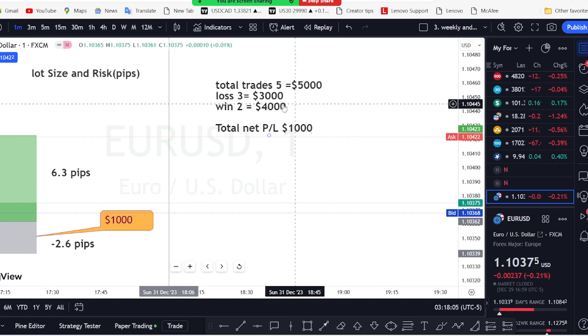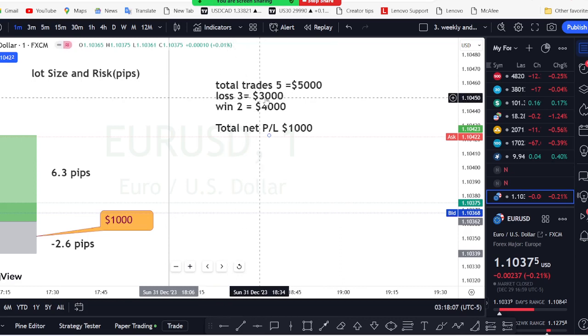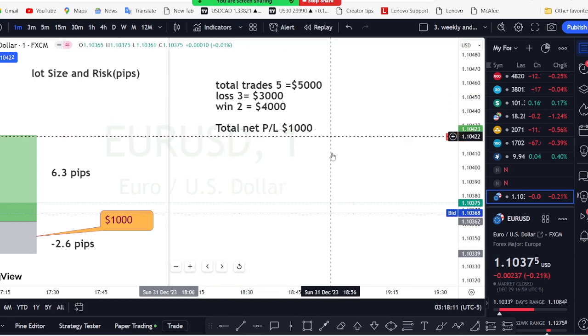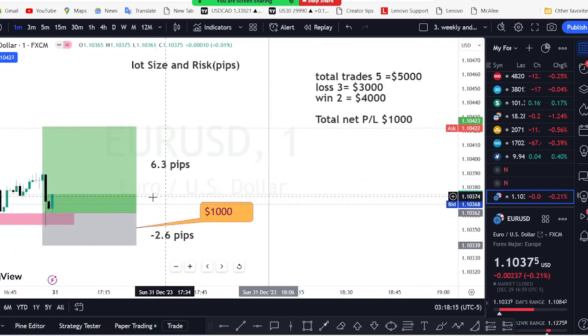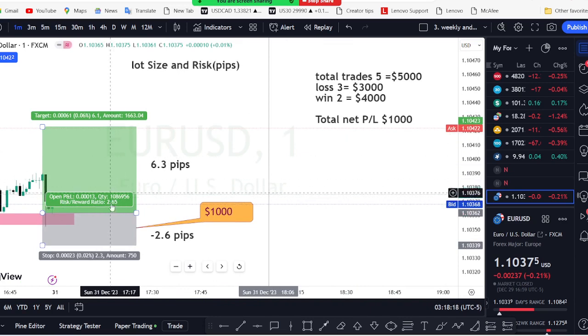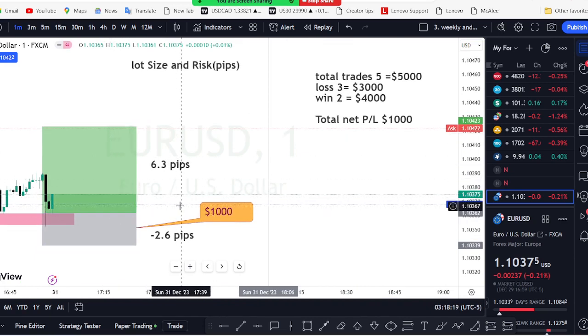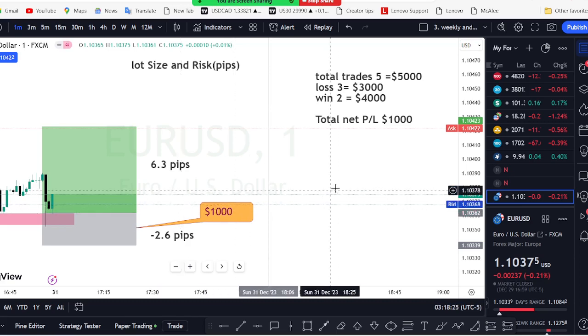So you lose 3 trades. That means you lost how much? $3,000. But your trading plan says you do not take a trade that doesn't give you a risk to reward ratio of at least more than 2, 1:2. Are we together? So we are going to use 2 as a flat rate.